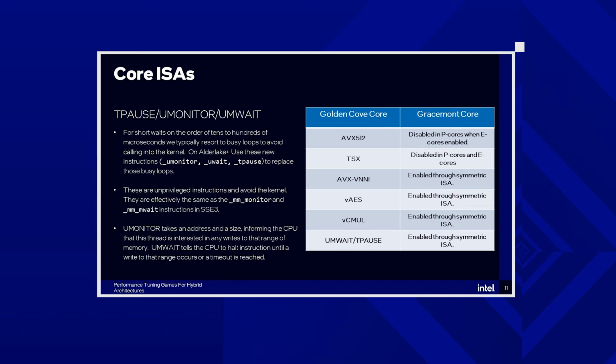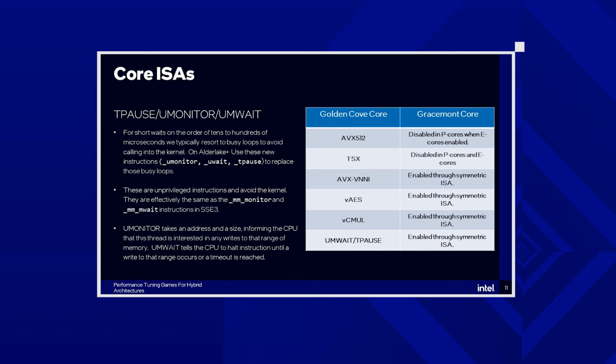They're effectively the same as the monitor and mwait instructions in SSE3 in the sense that they will cause the processor to do the same things as umonitor, umwait, and tpause. umonitor takes an address and a size, informing the CPU that the thread that called those instructions is interested in any writes to that range of memory.